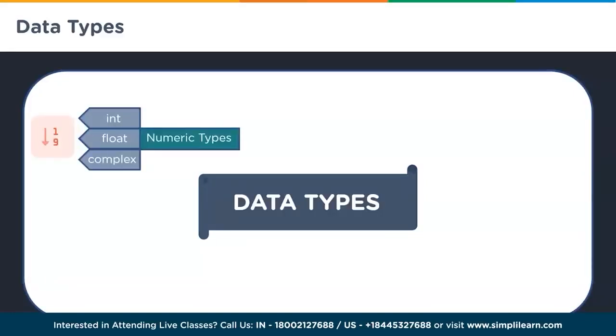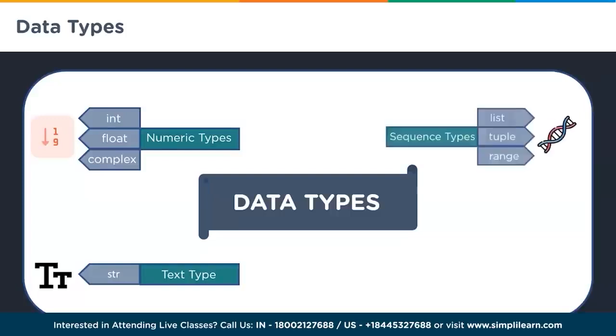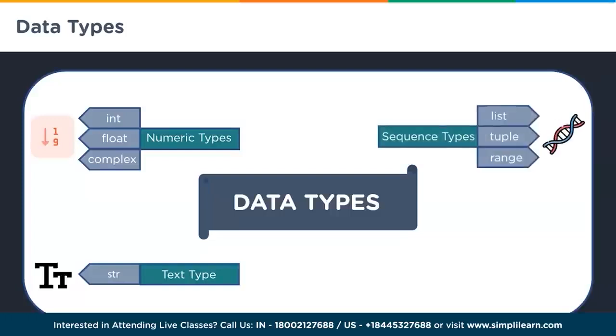First we have the numeric types, which are essentially numbers. So under numeric types we have integers, floating point numbers and complex numbers. Then we have text type data, which are in the form of strings. The third type of data that is available in Python are called sequence types, which consist of lists, tuples and range. We have already seen lists and tuples in our previous video.